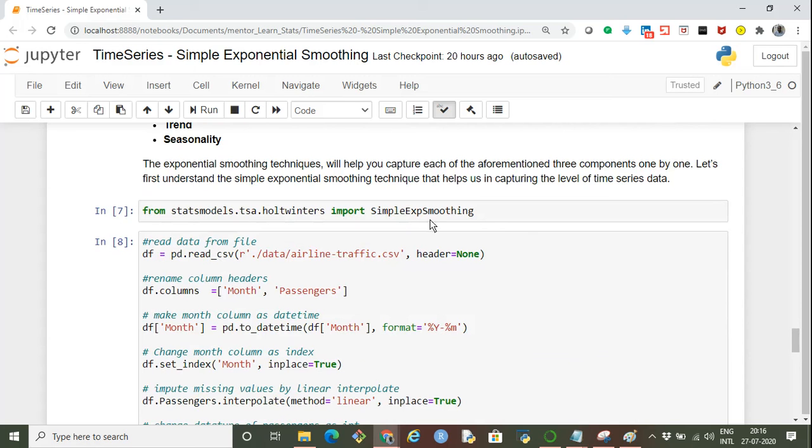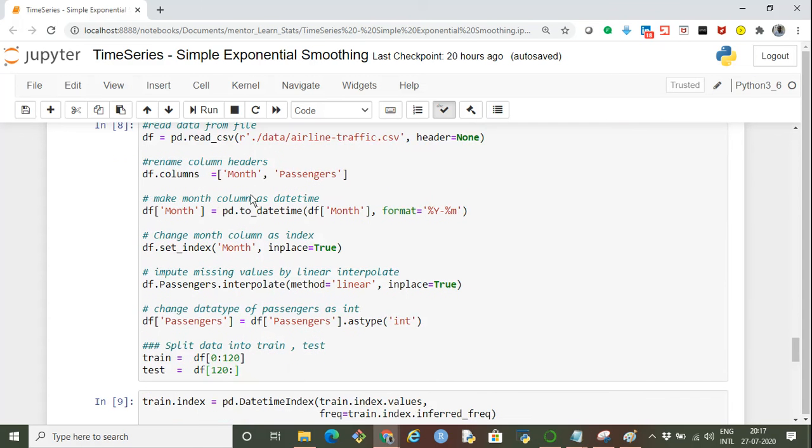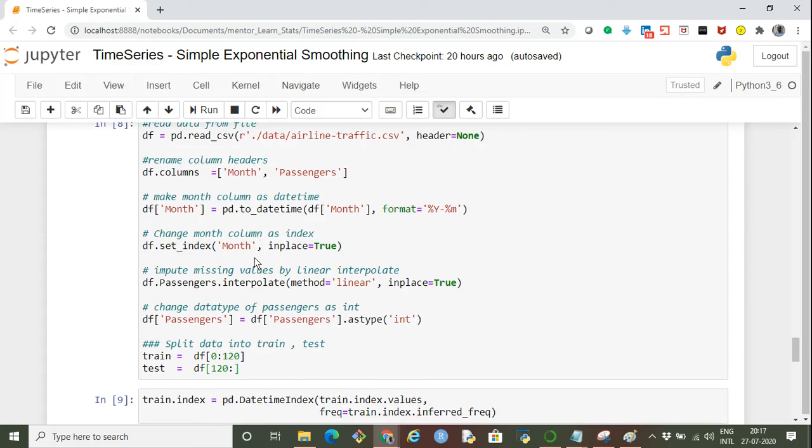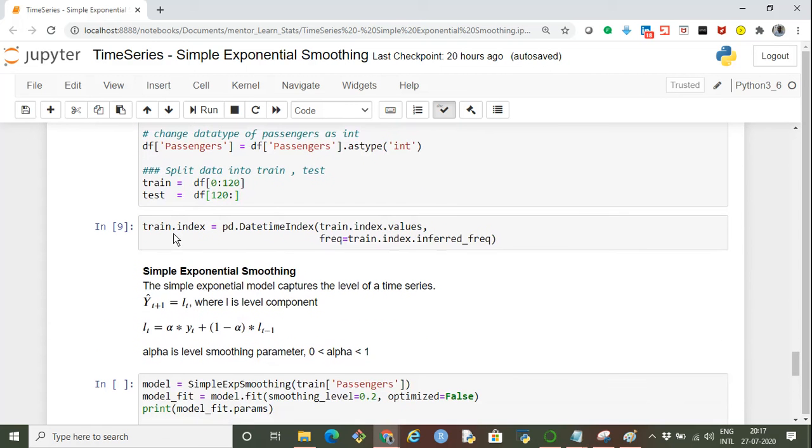For this, I'm importing simple exponential smoothing from statsmodels.tsa.holtwinters. That's the module. Now again, I'm just using the same airline traffic data. This is the same thing that we have done multiple times earlier, that is reading the data, setting the columns, index, and creating the train and the test data set. Now I'm just setting the training index, basically just to make sure that it is in the datetime index.